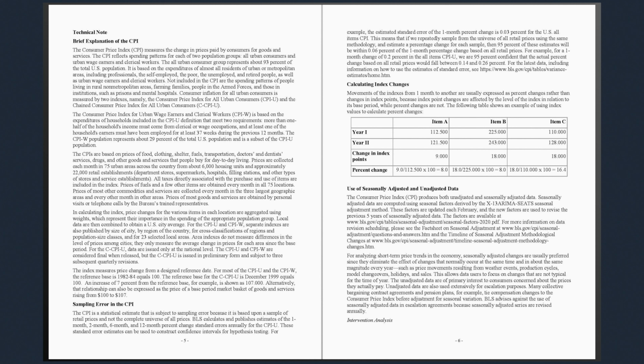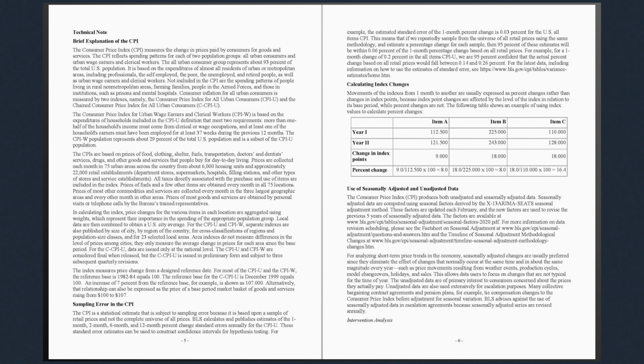All taxes directly associated with the purchase and use of items are included in the index. Prices of fuels and a few other items are obtained every month in all 75 locations. Prices of most other commodities and services are collected every month in the 3 largest geographic areas and every other month in other areas. Prices of most goods and services are obtained by personal visits or telephone calls by the Bureau's trained representatives. In calculating the index, price changes for the various items in each location are aggregated using weights, which represent their importance in the spending of the appropriate population group.